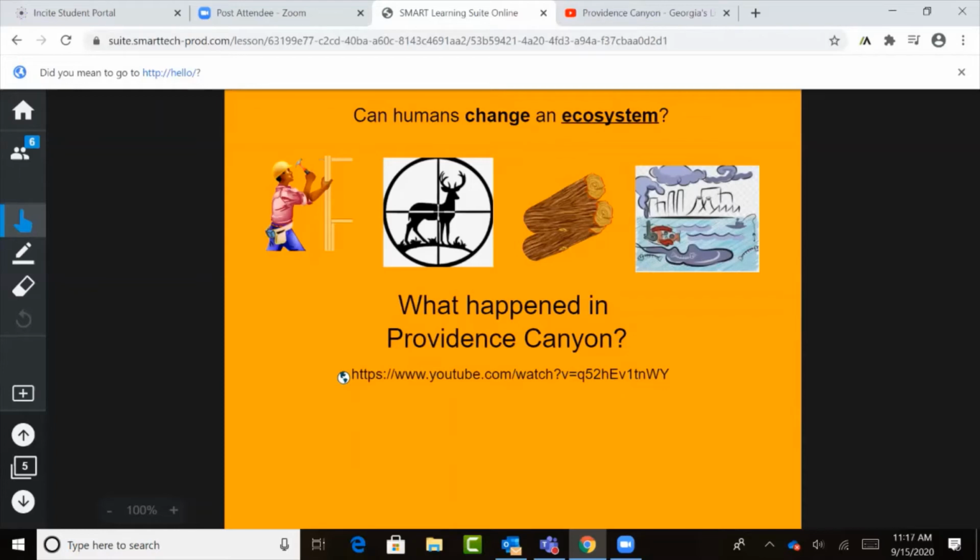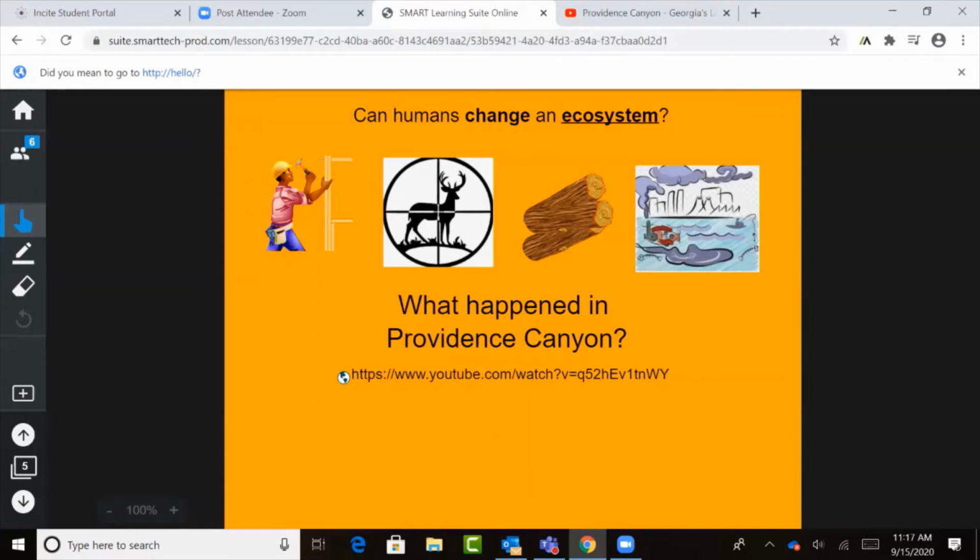Okay, so I have these pictures underneath the question, can humans change an ecosystem? These 4 pictures represent different ways that humans actually do change ecosystems. And that first one that you guys identified, construction, yes. How can construction change an ecosystem? You think about all the things that we've talked about, the interactions between living and non-living things, the flow of energy. How would that be affected by construction? I want you to just think about that.